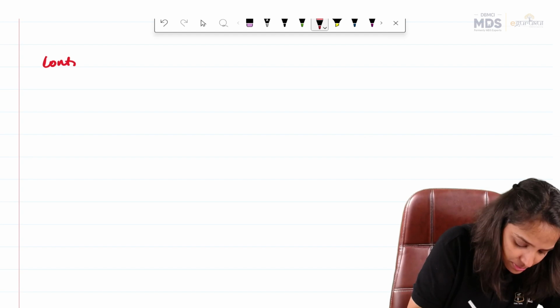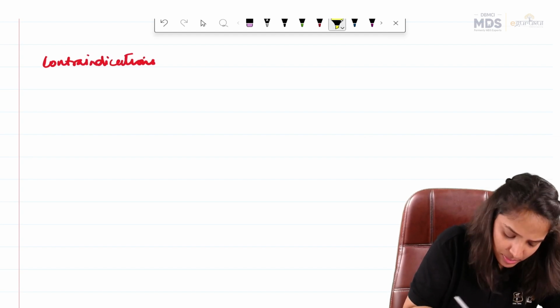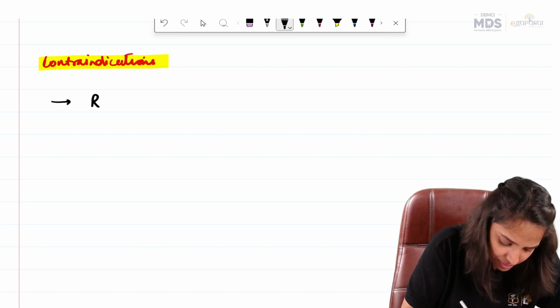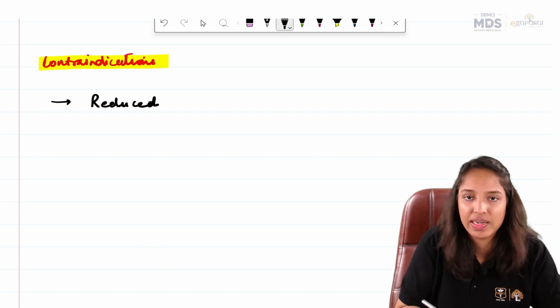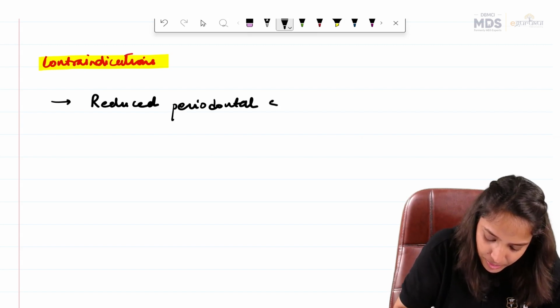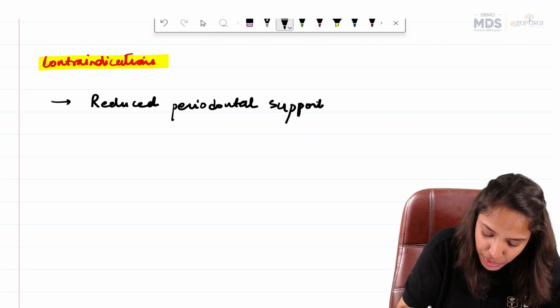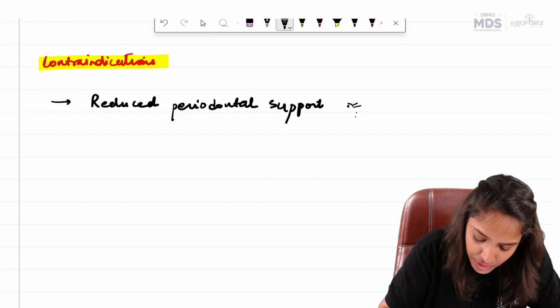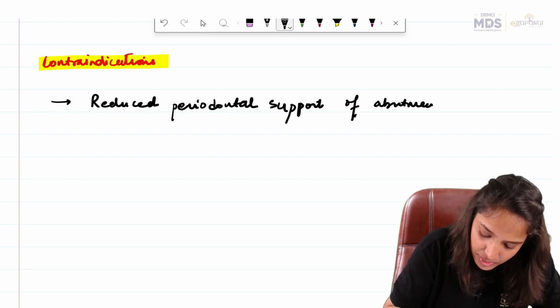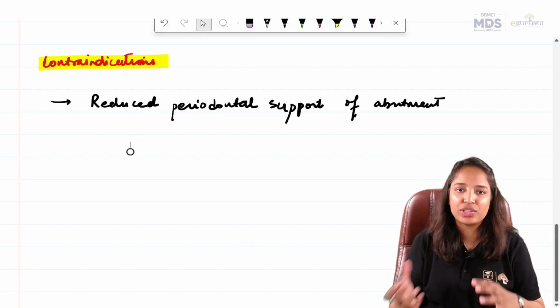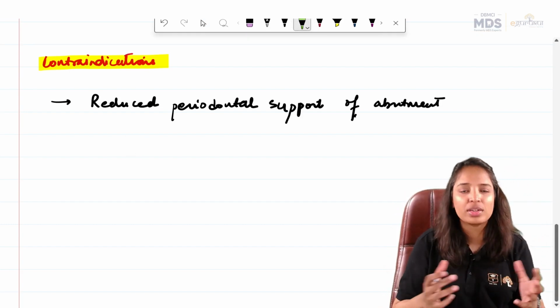Coming to contraindications of AP bar, the first contraindication is an extension of what we discussed right now. Reduced periodontal support of abutment, and your support requirement is more, then you need to cover the tissue more. So reduced periodontal support of your abutment teeth, right? So these are indications and contraindications of your AP bar.